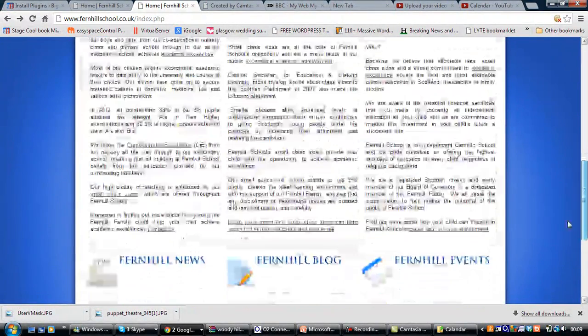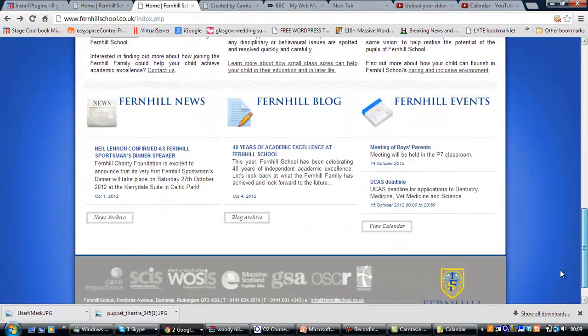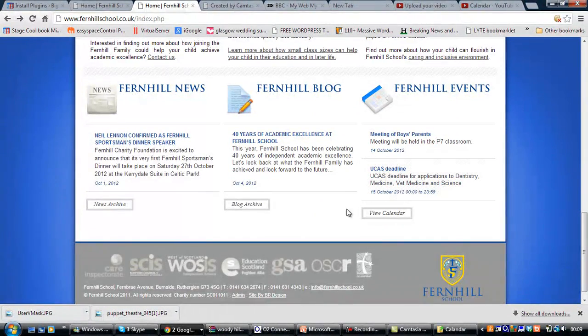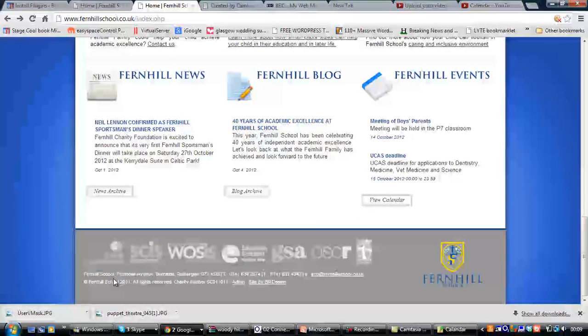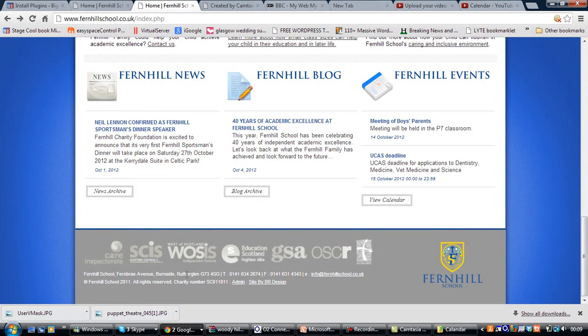Coming down the page, so your Fernhill events, these lines here as well, I would have them squared. I would have the bottom line squared up and this all squared up as well. And then, so yeah, you've got your Fernhill school here with the actual address, but because you're hitting schools in Glasgow, it's important to have Glasgow in the actual address there. And you should also have, you've got your copyright Fernhill School 2011 here, so you should update that.